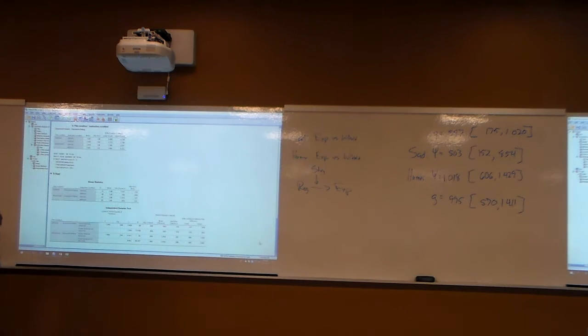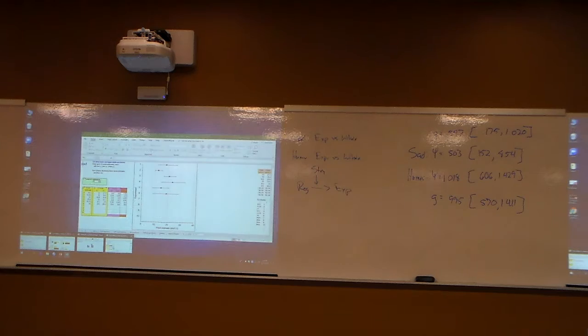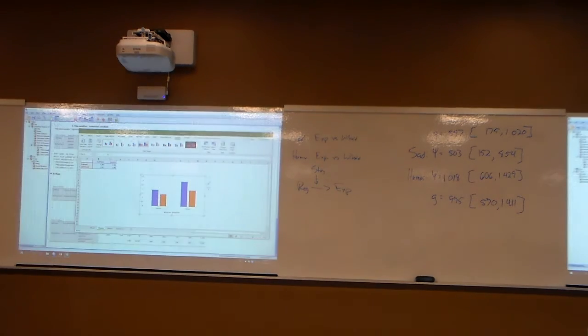So going back to our effects here, how do we make sense of this? How do we interpret what's going on? CJ, do you have an idea?